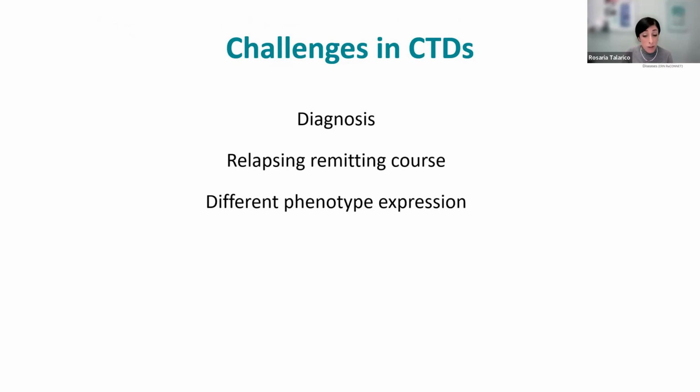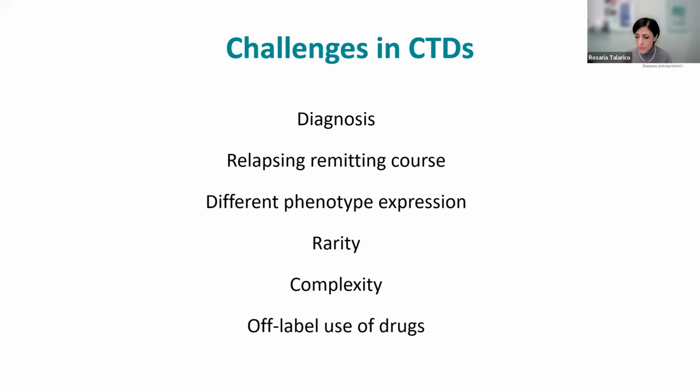There are different expressions in terms of phenotypes, also in the same disease. There is the concept of rarity for the rare conditions in connective tissue disease, but there is also the concept of complexity. This is the case, for example, in lupus or systemic sclerosis. And there is also a big problem in many cases, something that ERN has the duty to fight, to make more homogeneous the off-label use of the drugs, which is different in different countries and different in different regions of the same country.